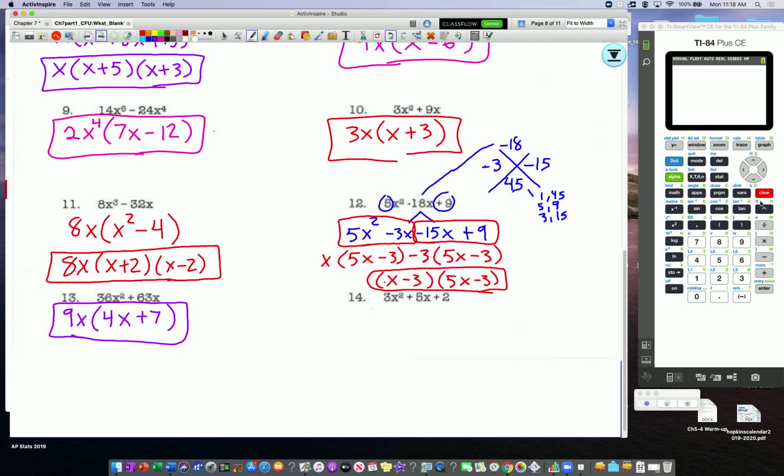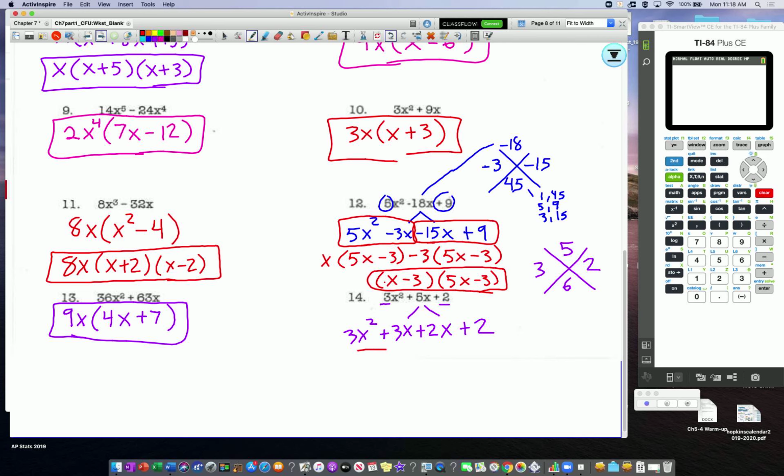There we go. All right, on the last one here, I've got to multiply the 2 together. So 3 times 2 is 6, looking at multiples of 6 that add to 5. This one's actually nice because that's really just 3 and 2. So I can rewrite this 5x as 3x plus 2x. Very similar to a couple of examples we did in the notes, or actually in the CFU I think we just did. So now I'm going to factor it by grouping.